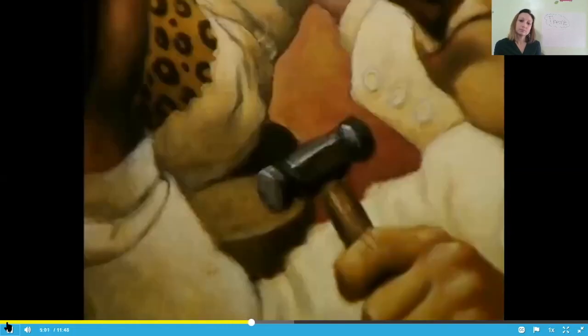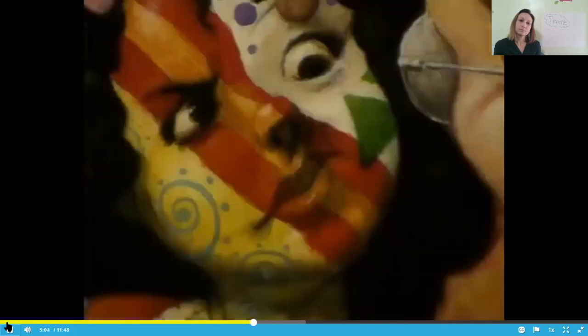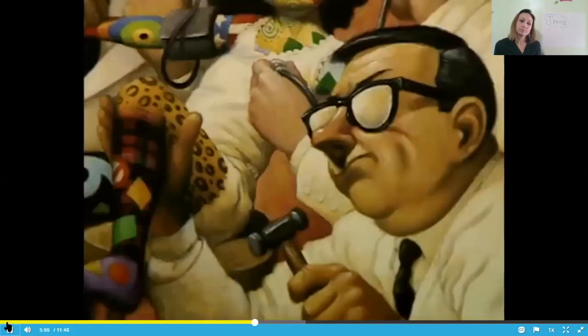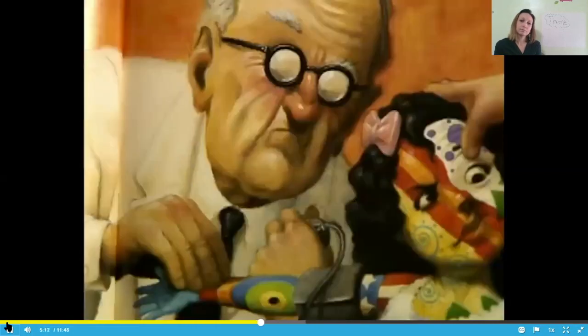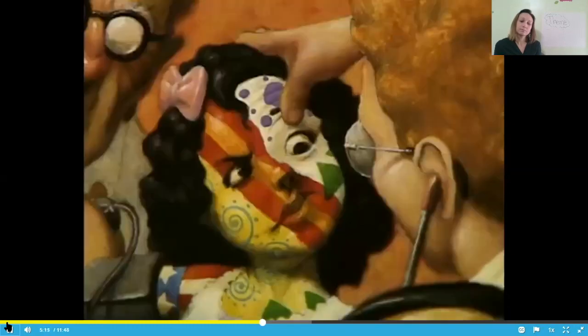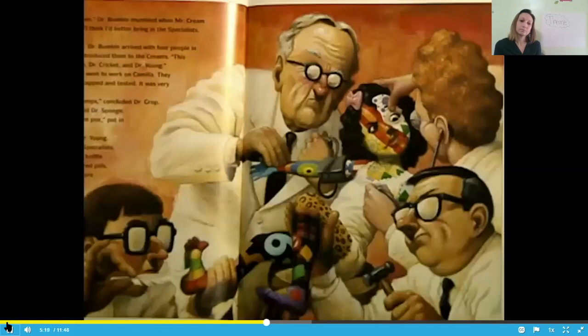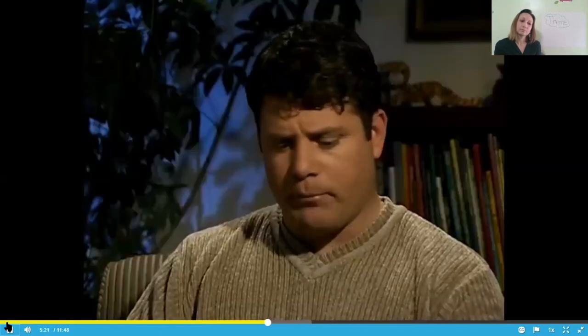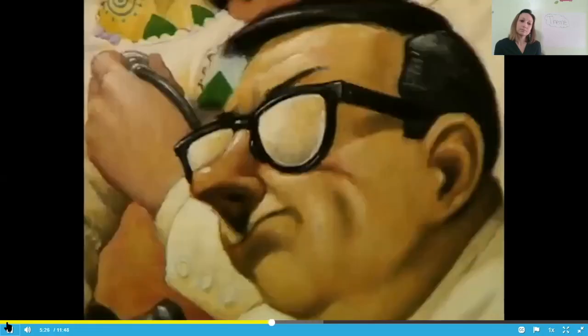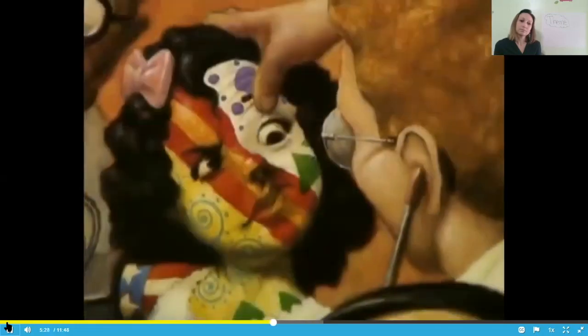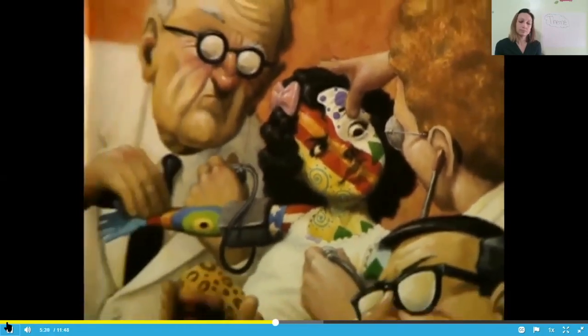They squeezed and jabbed, tapped and tested. It was very uncomfortable. "Well, it's not the mumps," concluded Dr. Grop. "Or the measles," said Dr. Sponge. "Definitely not chicken pox," put in Dr. Cricket. "Or sunburn," said Dr. Young. "Try these," said the specialists. They each handed her a bottle filled with different colored pills. "Take one of each before bed," said Dr. Grop. Then they filed out the front door, followed by Dr. Bumble.